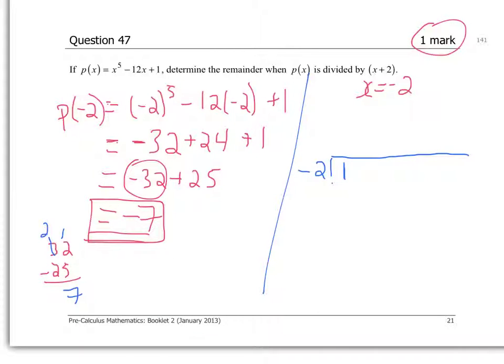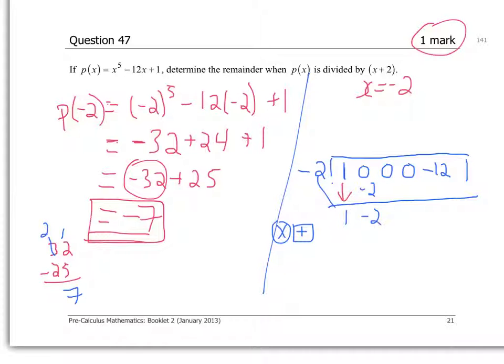We have 1x to the 5. We have to put a whole bunch of zeros: 0x to the 4, 0x to the 3, 0x squared, finally a negative 12x, and then your positive 1 constant. So to do synthetic division, we're going to bring down this positive 1, and then we multiply, then add. So if we multiply, we get negative 2.